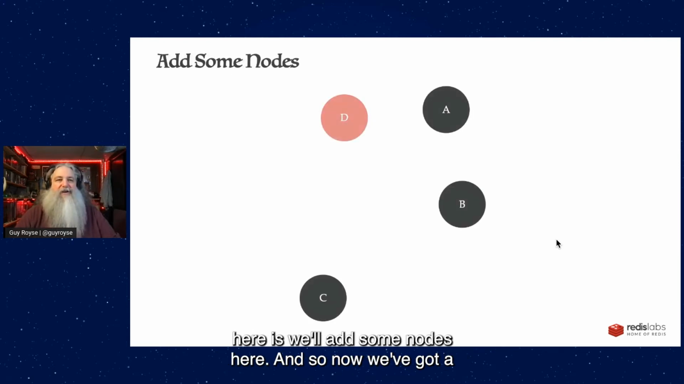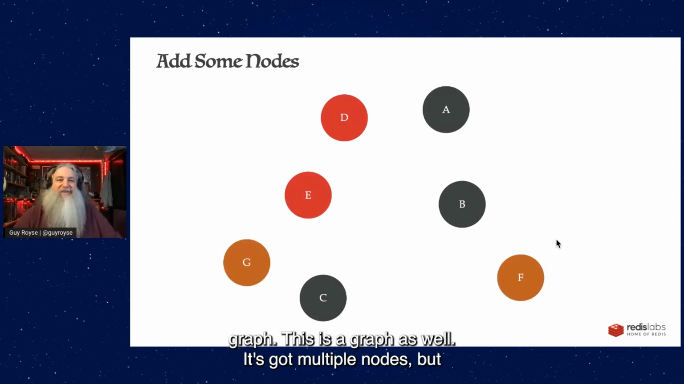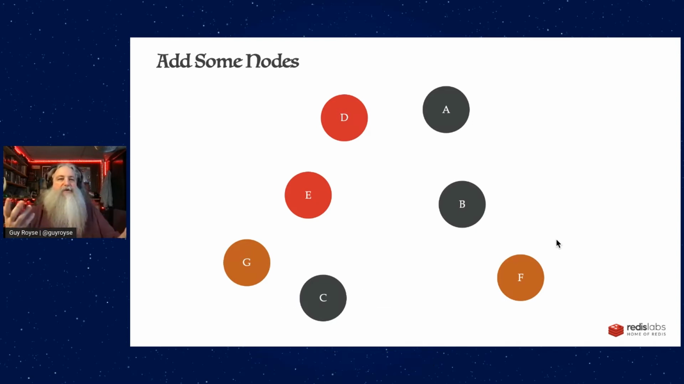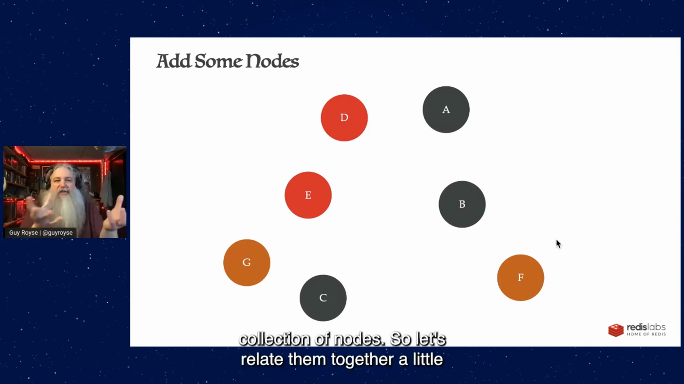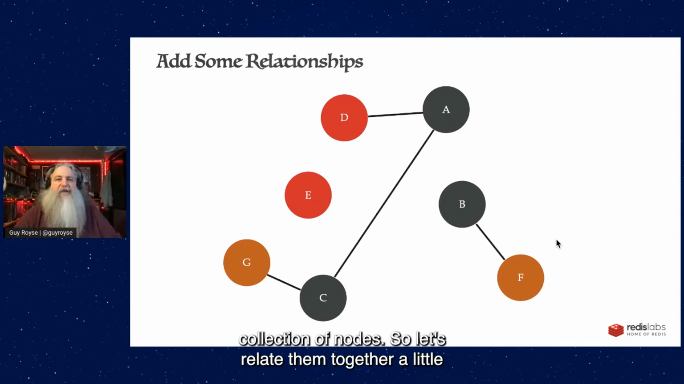The next layer here is we'll add some nodes. And so now we've got a graph. This is a graph as well. It's got multiple nodes, but there's no relationships. They're just points floating in space. So we've got just a collection of nodes. So let's relate them together a little bit.